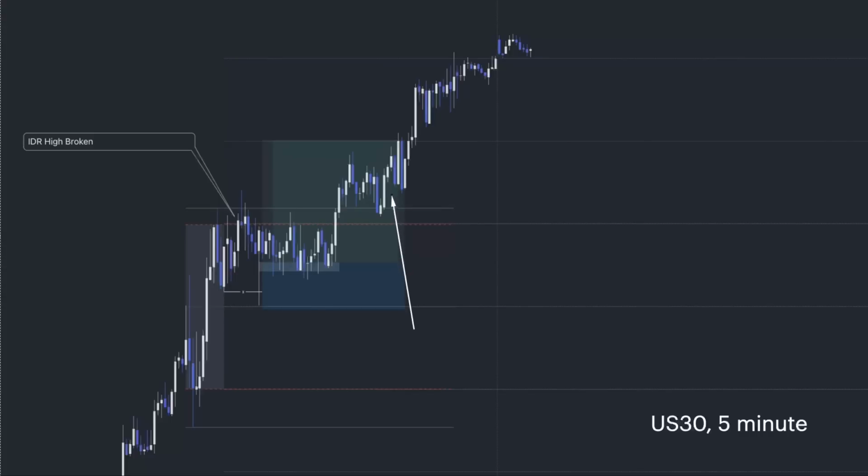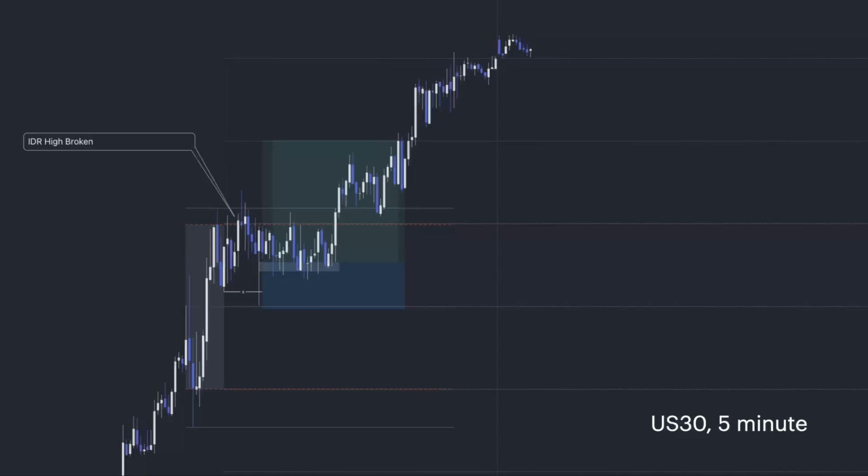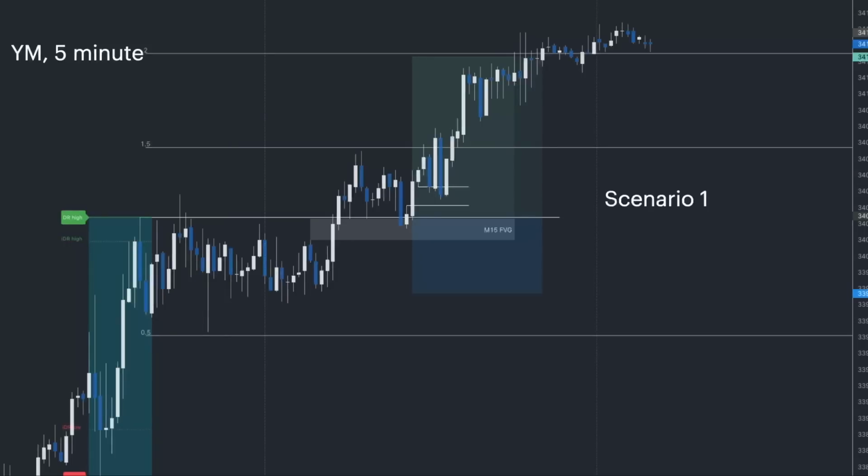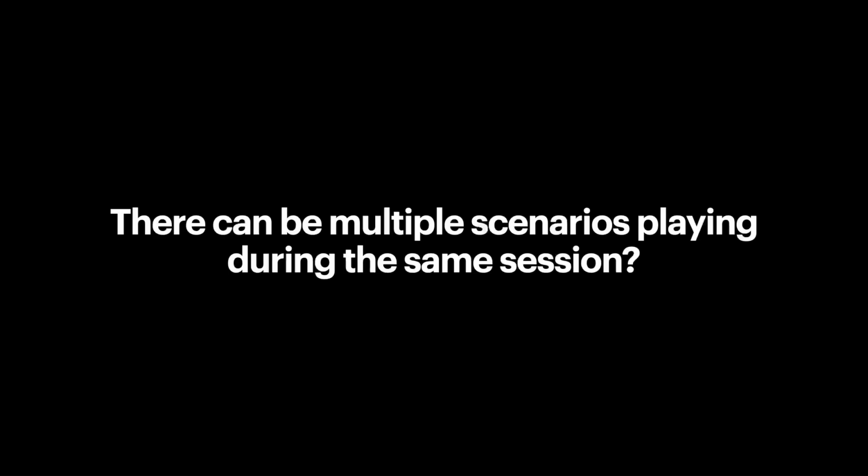Maybe you want to look for opportunities to add to winners. That's where you could do it. Now, did that chart look familiar to you? If so, it's because you've already seen it in the first video. The first video, because it was also a scenario 1 where we had a clean break and retest on a 15-minute fair value gap right at the DR high. Can there be multiple scenarios playing out during the same session?